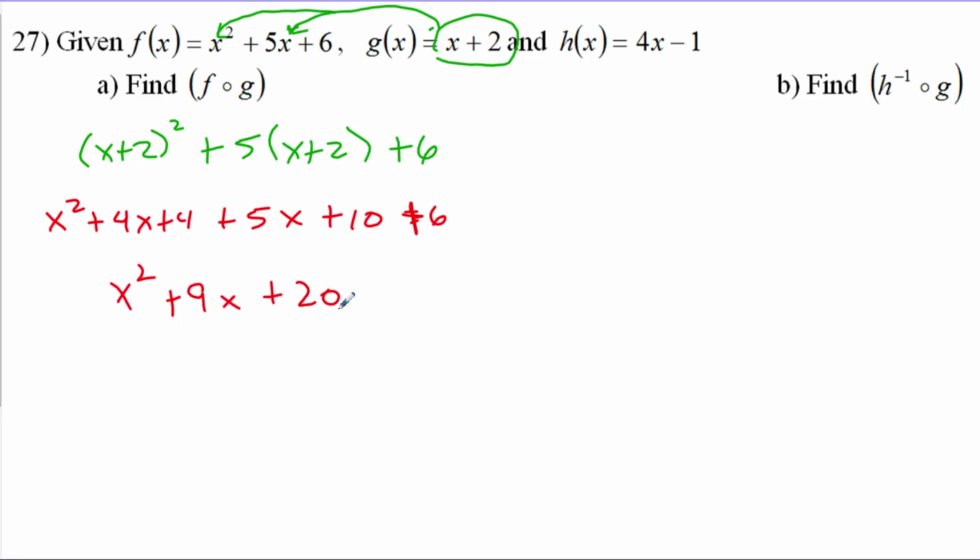So I would say this is the answer, the composition. Letter B is asking us to do the same thing, except we're not plugging into h. We're plugging into the inverse of h. So the first thing I need to do is find the inverse of h, which we just did. So this shouldn't be that challenging.